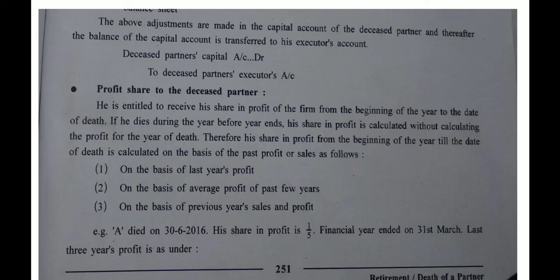They say the above adjustments are made in the capital account of the deceased partner and thereafter the balance of the capital account is transferred to his executor's account. And here is the journal entry for the same. Obviously, because there is no existence of a particular partner who meets death, the amount is to be transferred to the deceased partner's executor's account. Executor, as I said, is a person who will carry out the legal procedure of a will.